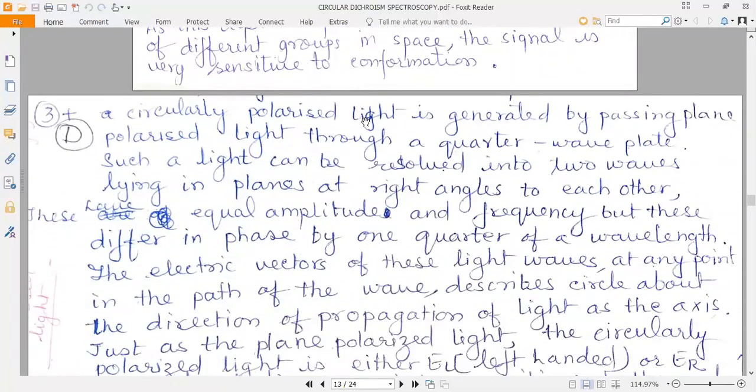Circularly polarized light is generated by passing plane polarized light through a quarter wave plate. Such light can be resolved into two waves, lying in planes at right angles to each other. These have equal amplitudes and frequency, but differ in phase by 1/4 of a wavelength.